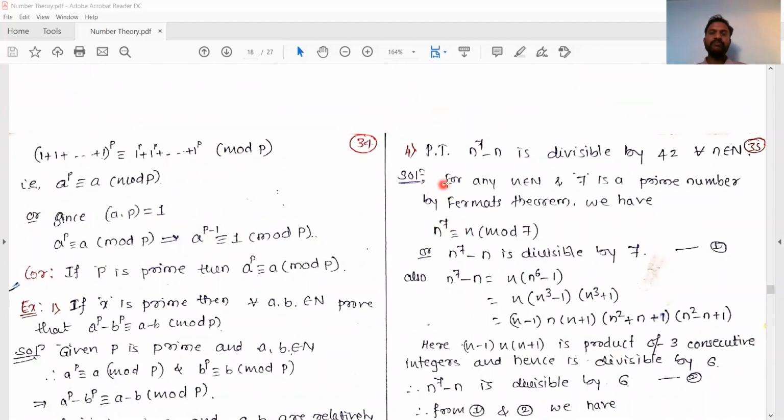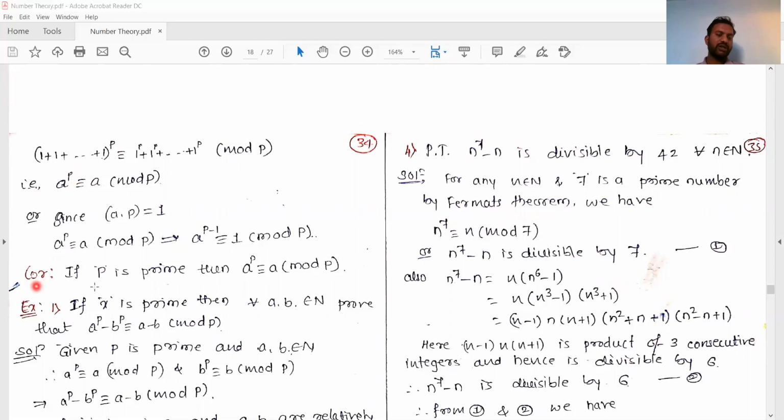Yes, another example. Prove that n raised to 7 minus n is divisible by 42 for all n belonging to the natural numbers. So for any n belonging to N, 7 is a prime number. As 7 is a prime number, by Fermat's theorem, for any n belonging to N, we can write n raised to 7 is congruent to n mod 7 here.